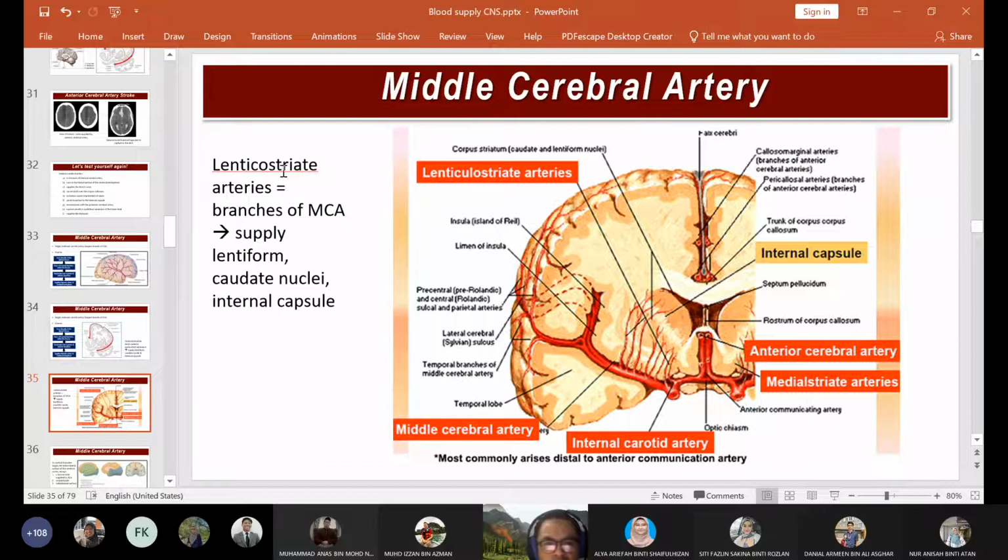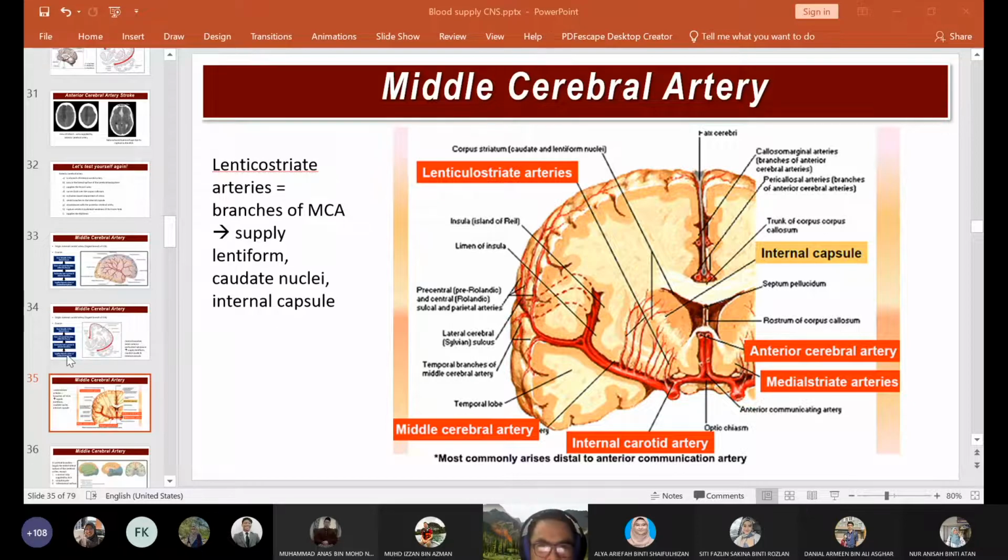It's a branch of the middle cerebral artery. It supplies the lentiform and caudate nuclei as well as the internal capsule. So again, internal carotid, middle cerebral, and then the lenticulostriate arteries. So you can see this is your lentiform. Here is the internal capsule.